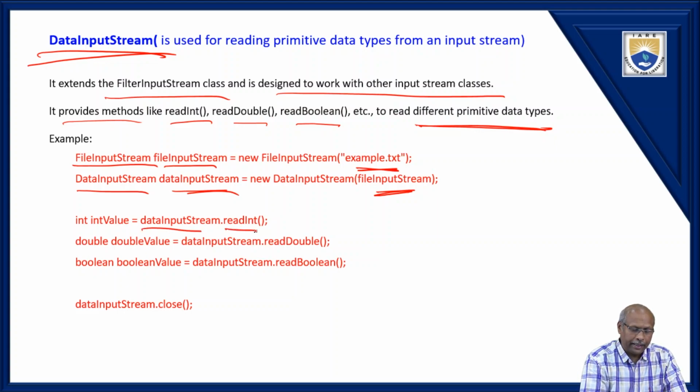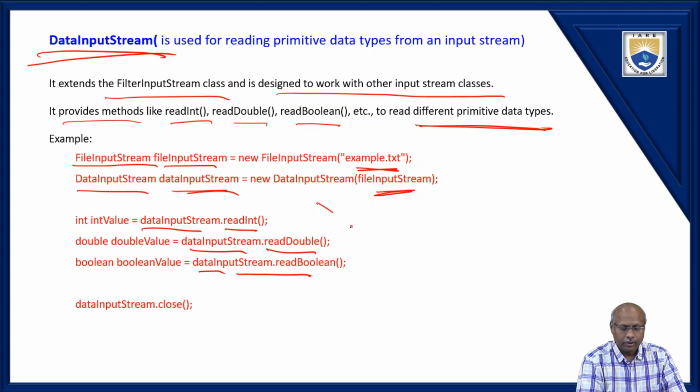So data input stream dot read int, data input stream dot read double, data input stream dot read boolean. So you can get this. And finally, close it.